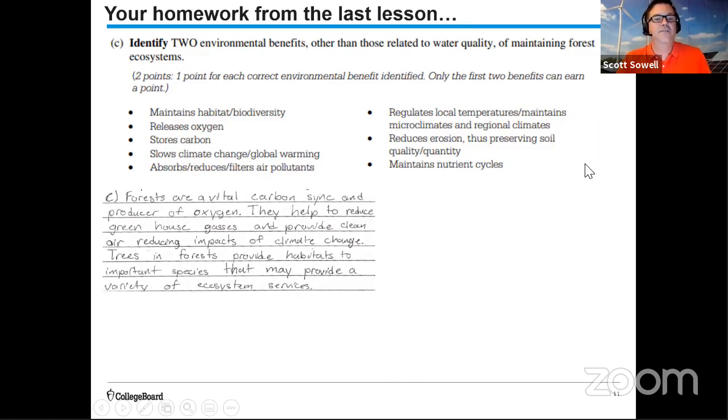So this person said, forests are a vital carbon sink and producer of oxygen. They help to reduce greenhouse gases and produce clean air, reducing impacts of climate change. Trees and forests provide habitats to important species that may provide a variety of ecosystem services. Okay, 2 things identified: carbon sink, habitat.